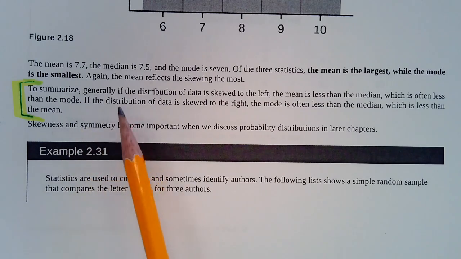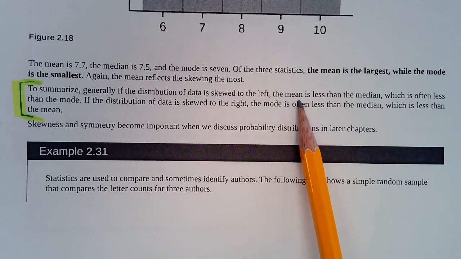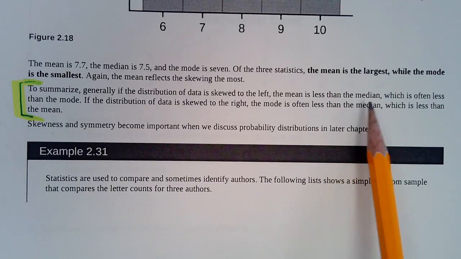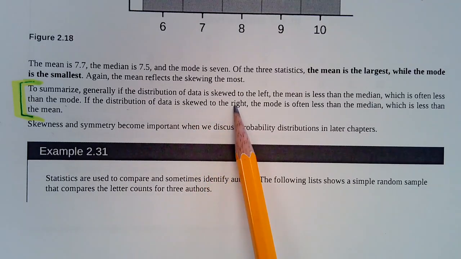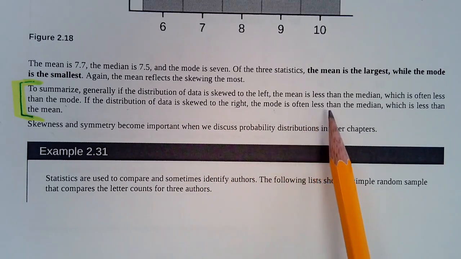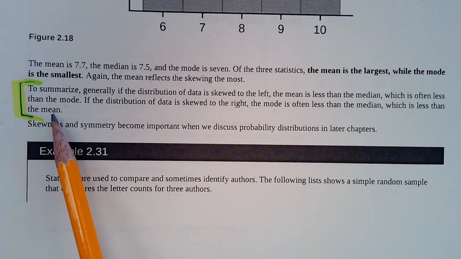So to summarize, generally if the distribution is skewed left, the mean is less than the median, which is often less than the mode. If the distribution is skewed to the right, the mode is often less than the median, which is less than the mean. You can almost think about it as the mean is dragging or pulling the data in that direction.